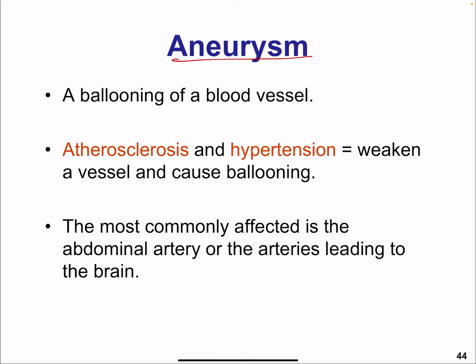Next is aneurysm. Aneurysm is basically a ballooning of a blood vessel, right? This can be caused by atherosclerosis or hypertension, which can cause a weakening of the walls of the blood vessel, so that the blood vessel will balloon. Okay, and this is going to typically happen in abdominal arteries and also arteries leading to the brain.